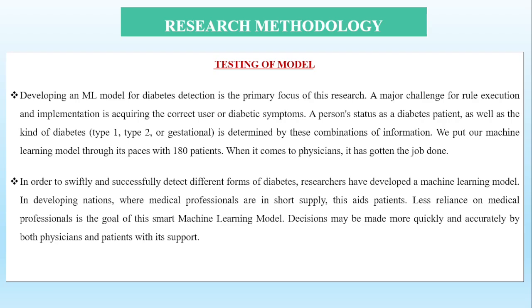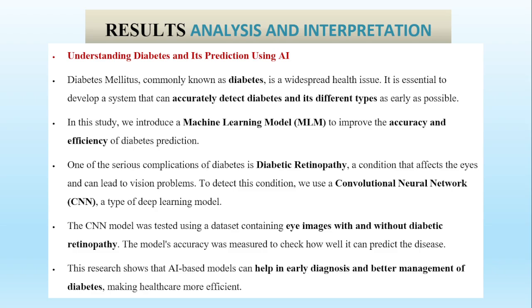In order to swiftly and successfully detect different forms of diabetes, researchers have developed a machine learning model for developing nations where medical professionals are in short supply. This aids patients. Less reliance on medical professionals is the goal of this smart machine learning model. Decisions may be made more quickly and accurately by both physicians and patients with its support. Now, understanding diabetes and its prediction using AI.